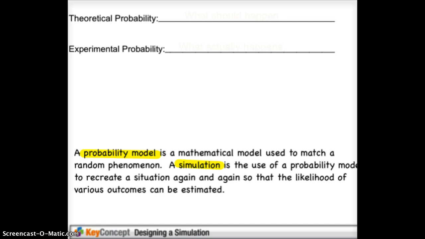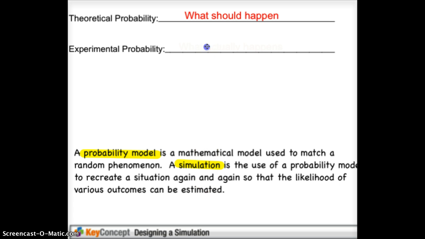Before we get too far into this, I want to look at the two different types of probability. Theoretical probability is what we've been dealing with the entire time in this chapter. Theoretical probability is essentially what should happen. So without doing any trials, what should happen when I roll a die? What are the odds of it landing on certain things?